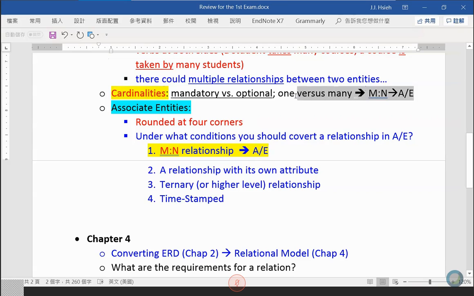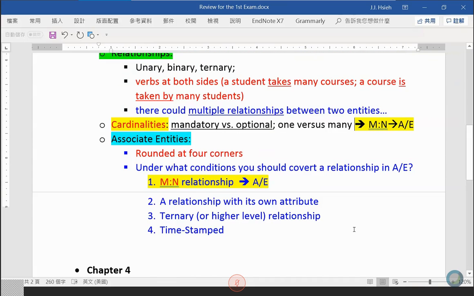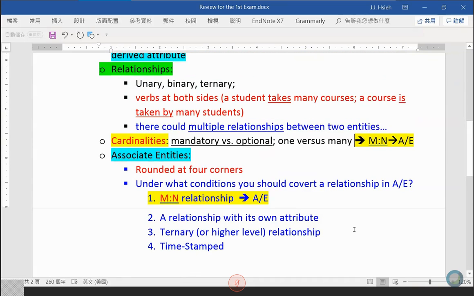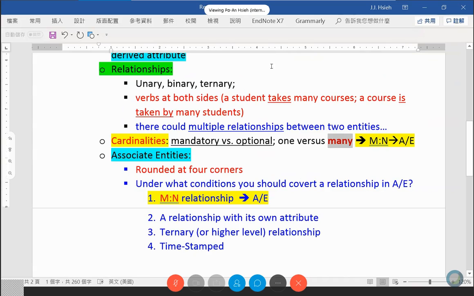Cardinality is the key that helps you determine whether a relationship is many-to-many. That is why I want you to pay some attention to the cardinality, whether it's mandatory or optional, and whether it's one versus many. The many part is probably the most important. It will help you determine whether it's an associate entity.